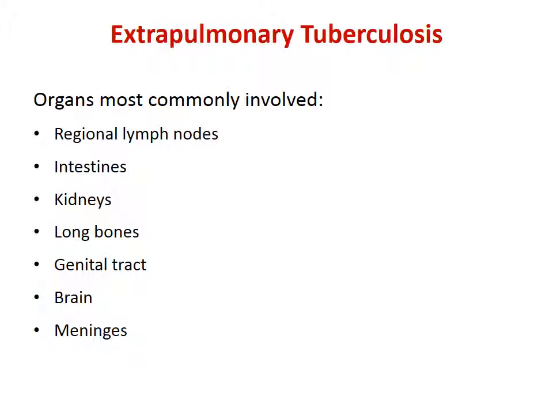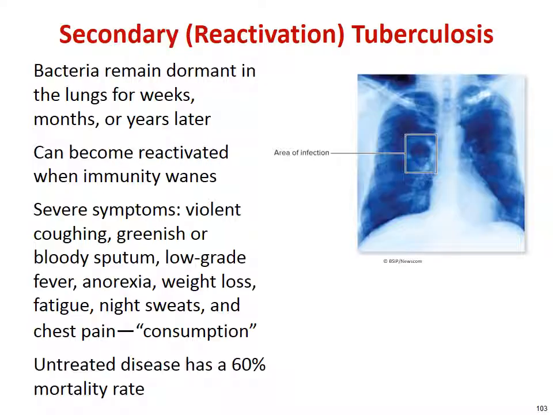The idea is that initially the infection stays in the lungs, but can be spread into other places like lymph nodes, the intestinal tract, kidneys, bones, genital tract, brain, and even meninges.